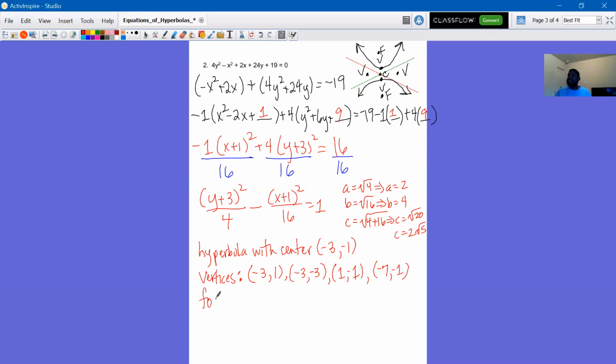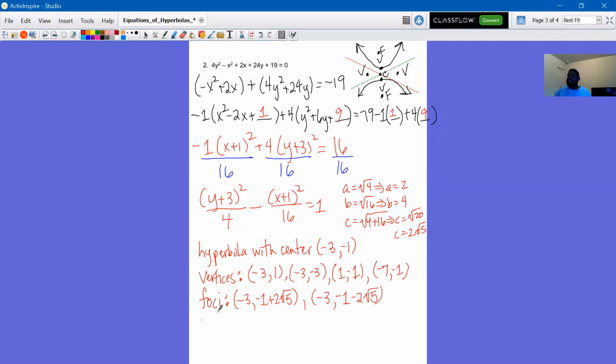And then my foci: I'm going to add c to the y coordinate of the center, so -3, -1 plus 2 square root of 5, and then subtract c from the y coordinate of the center, which is -3, -1 minus 2 square root of 5.